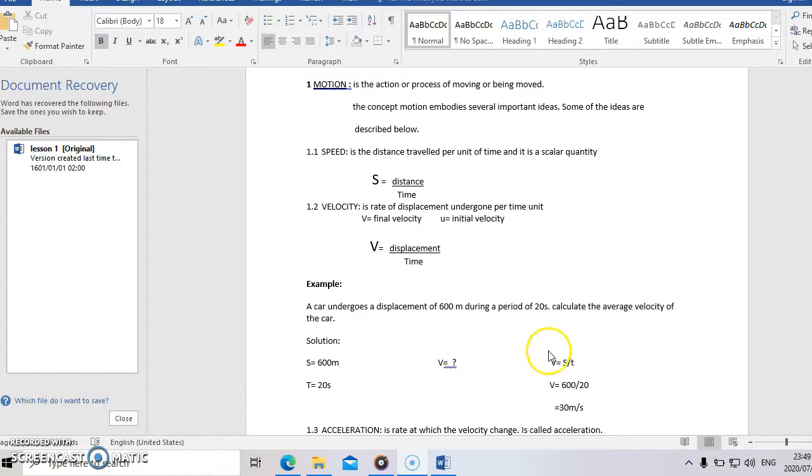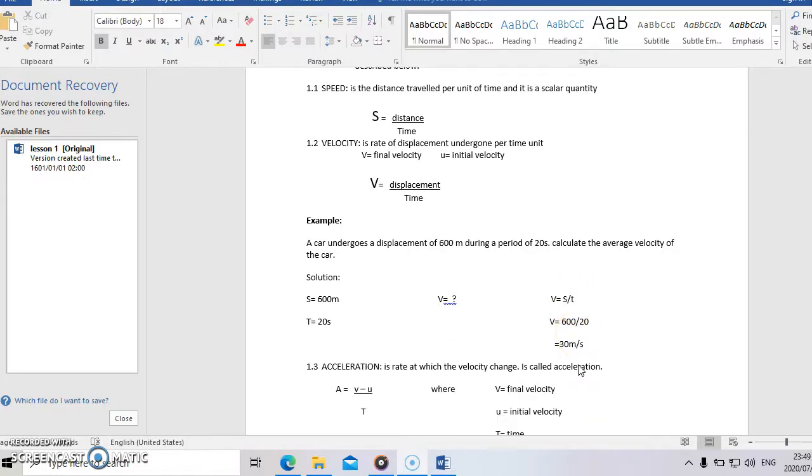So what they're asking us for is the average velocity. How do we get the velocity? As we say here, velocity is displacement over time. We've got displacement, we've got time. So we just put in the values, 600 over 20, and we get 30 meters per second. This is what they're asking us, the average velocity.